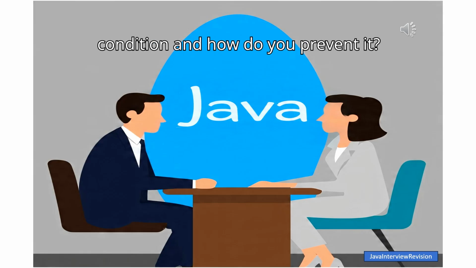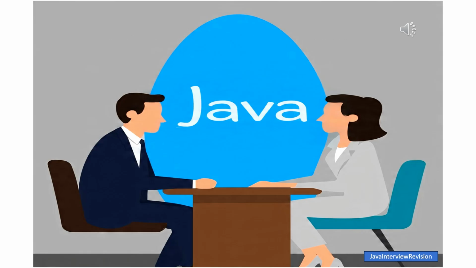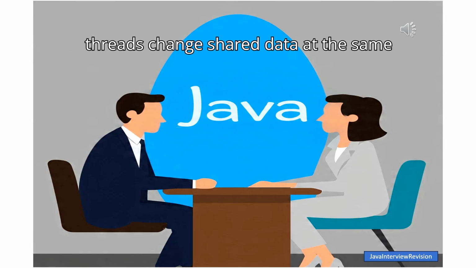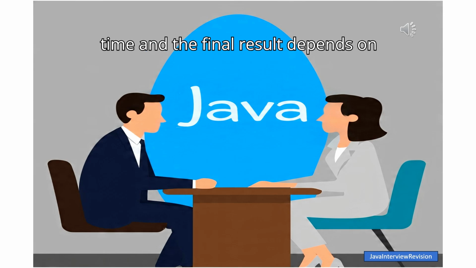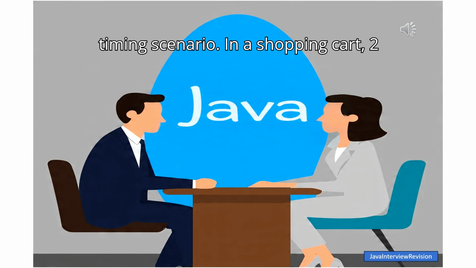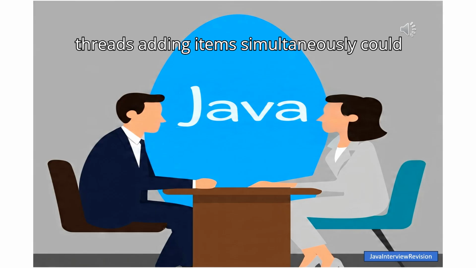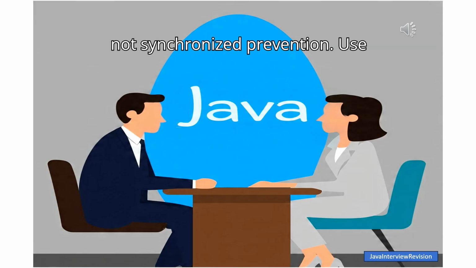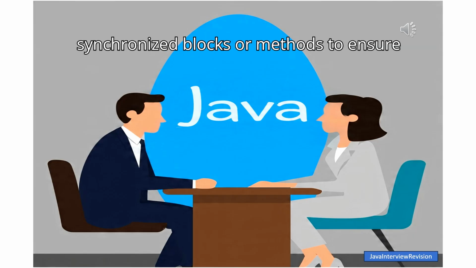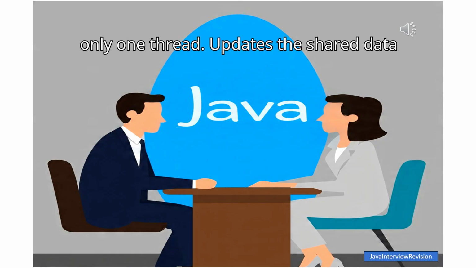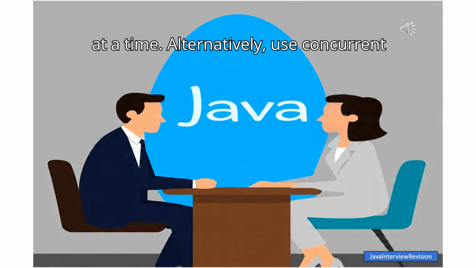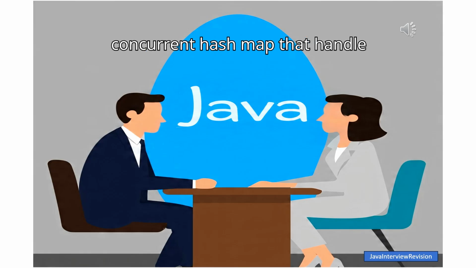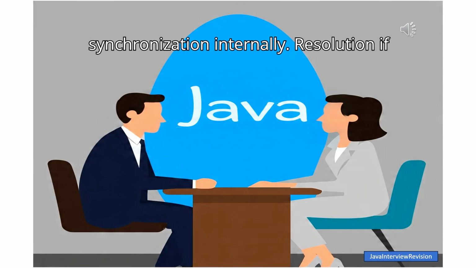What is a race condition and how do you prevent it? A race condition happens when two or more threads change shared data at the same time, and the final result depends on timing. Scenario: in a shopping cart, two threads adding items simultaneously could cause the cart count to be wrong if not synchronized. Prevention: use synchronized blocks or methods to ensure only one thread updates the shared data at a time. Alternatively, use concurrent utilities like AtomicInteger or ConcurrentHashMap that handle synchronization internally.